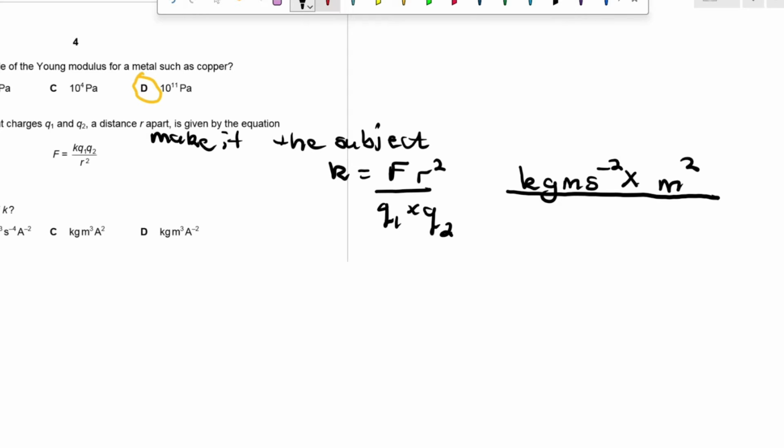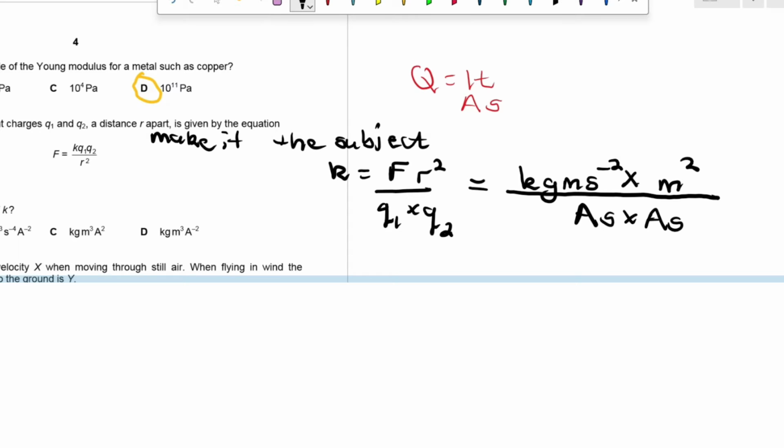What do we know, guys? We know that Q is basically equal to I t, right? And the unit of I is A, the unit of t is s. So Q will be A s, right? So the units for Q are A s, and you're going to have A s times A s. So this is going to be your expression, right?